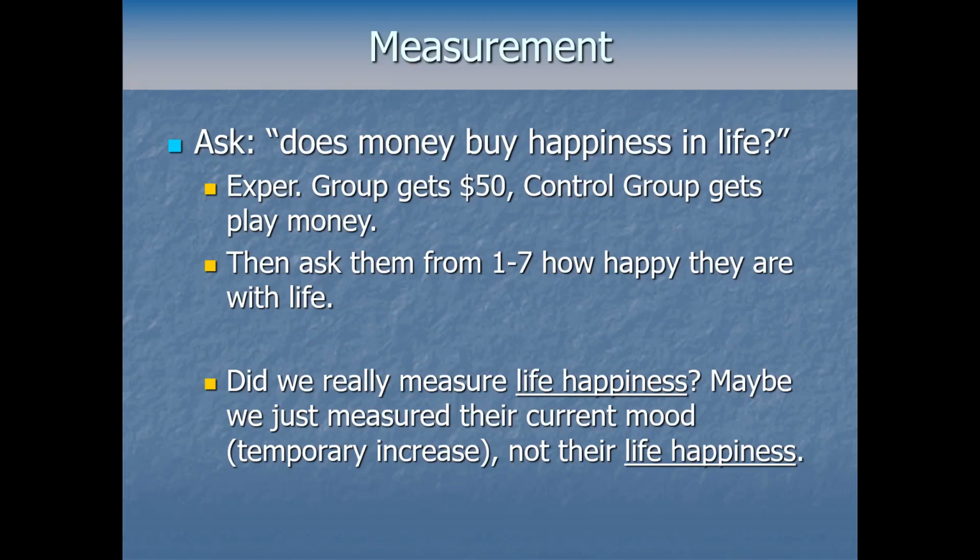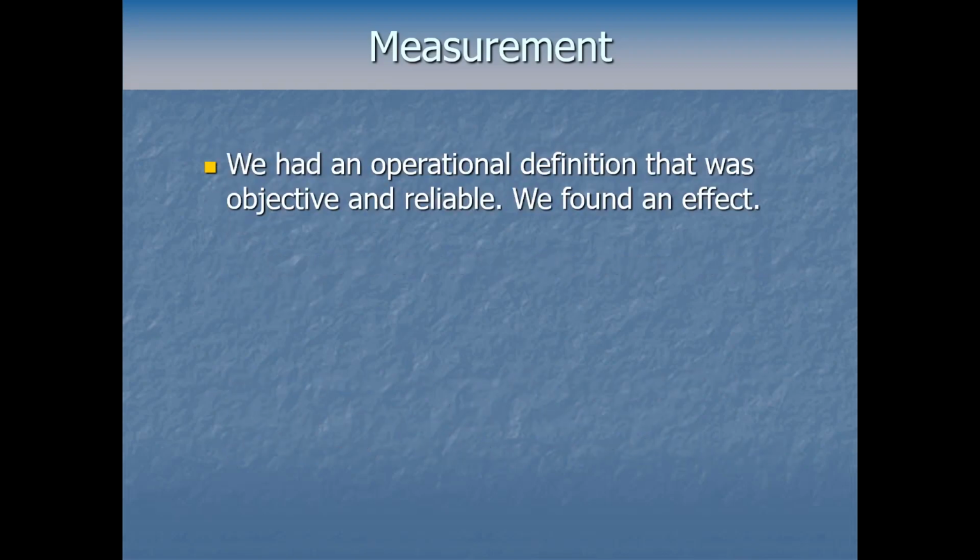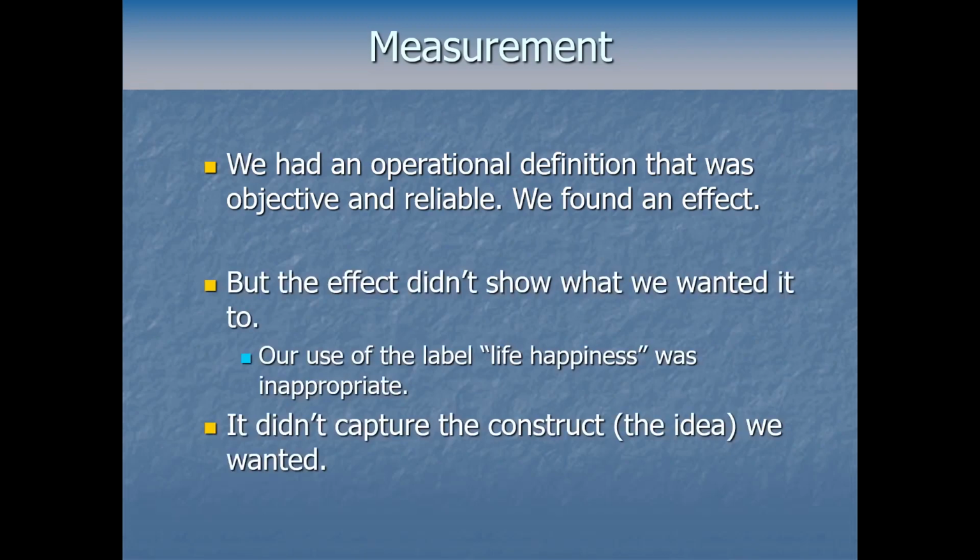But let's be honest. If we think about it, we might have just measured their current mood, some sort of temporary increase that makes them circle a higher number because they're in a good mood, not because we've actually increased their life happiness. So we had an operational definition that was objective, it was reliable, and we found a positive effect. Maybe it was statistically significant and everything. But the effect didn't show what we're claiming it showed, right? Our use of the label life happiness was probably inappropriate there based on the way we measured it. It didn't really capture the construct, the idea that we wanted.